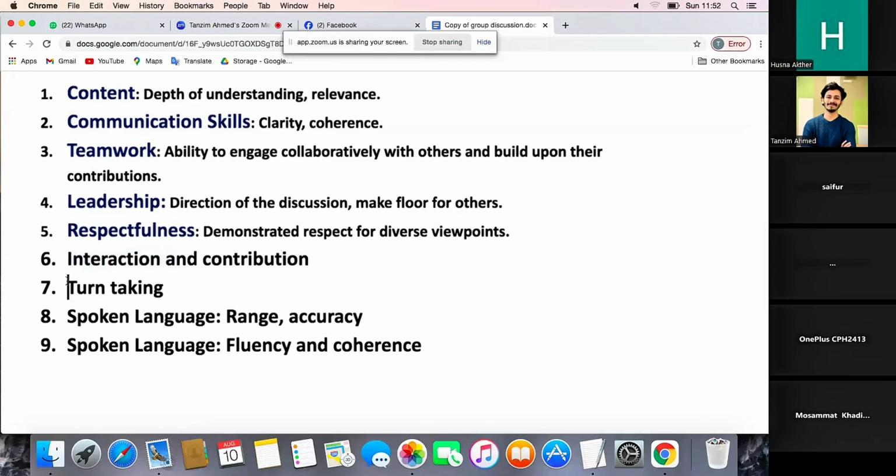Interaction and contribution and turn taking. Does anybody know what turn taking means? Can anybody answer me what turn taking means? Seems the crowd is quiet. It might be pausing someone while talking and starting to talk yourself. Yeah, you're absolutely right. Well done.